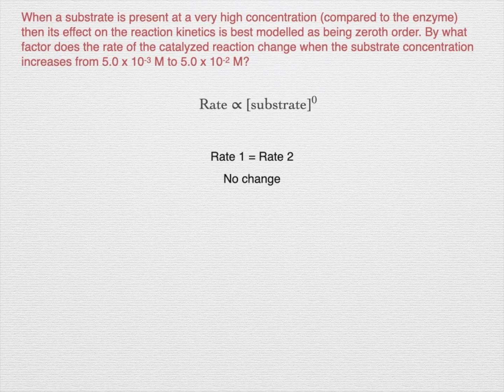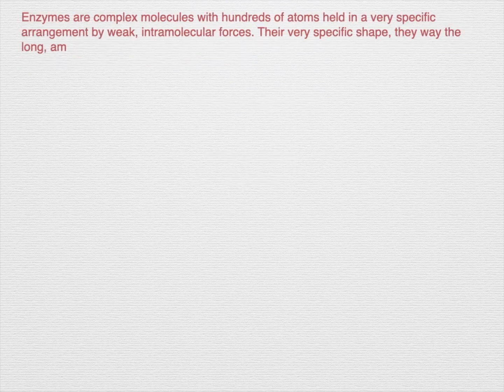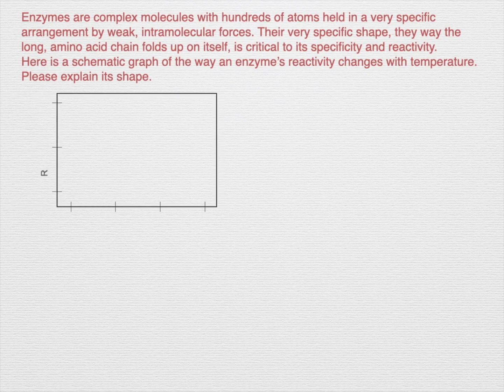Here's another enzyme question. I want to bring out one more important point about their behavior. Enzymes are complex molecules with hundreds of atoms held in a very specific arrangement by weak intramolecular forces. Their very specific shape, the way the long amino acid chain folds upon itself, is critical to its specificity and reactivity. Here's a schematic graph of the way an enzyme's reactivity changes with temperature. Please explain its shape.